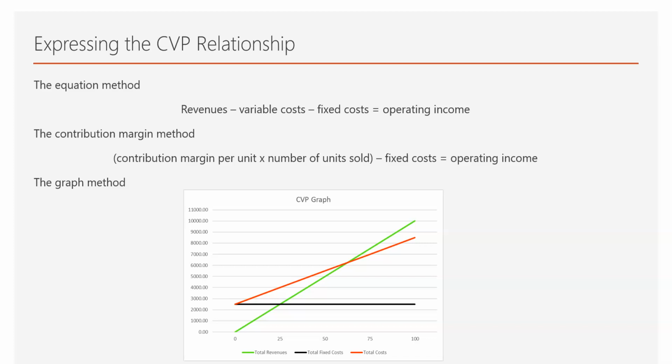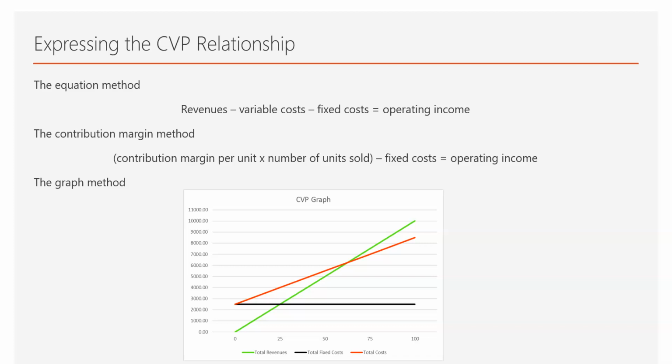This is just a basic formula. Then we have the contribution margin method, which simply takes our contribution margin per unit times the number of units sold, and from that amount we subtract fixed costs to get operating income.